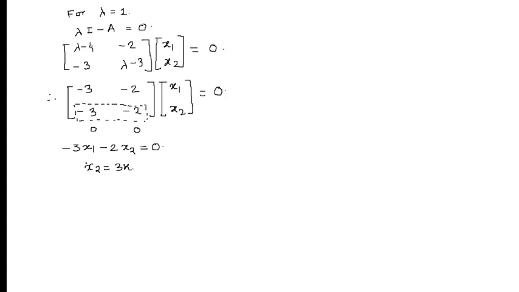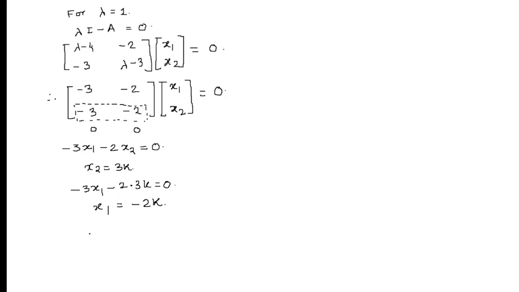the relation with x1? So this means 3x1 equal to 2 into 3k equal to 0. So that means we are getting that x1 is becoming minus 2k. Okay. So you are getting two values, x1 is equal to minus 2k and x2 equal to 3k.